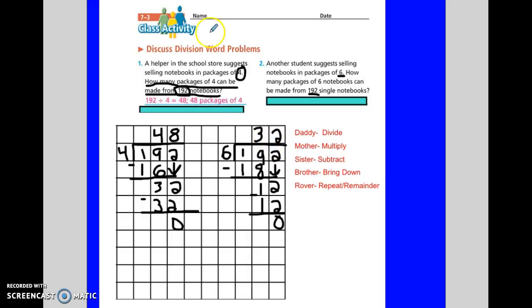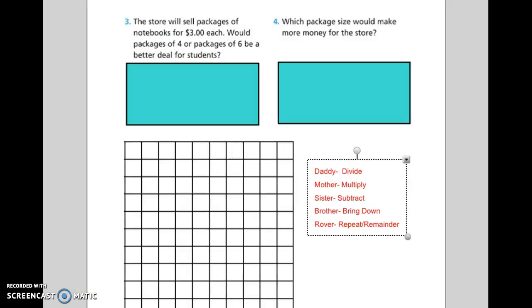In this case, I don't have to write it. So what you should have gotten is that 192 divided by 6 is 32. So there'll be 32 packages of 6. All right, great work. I'm going to do 2 more problems here.